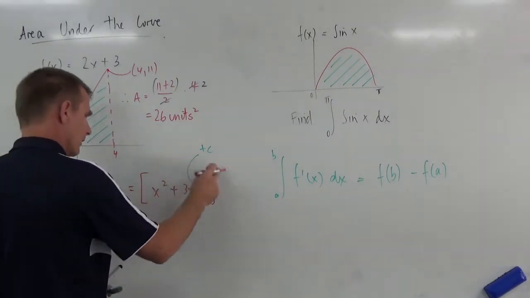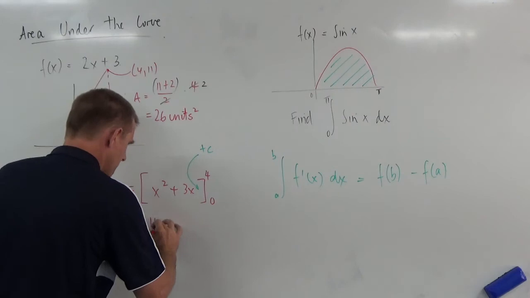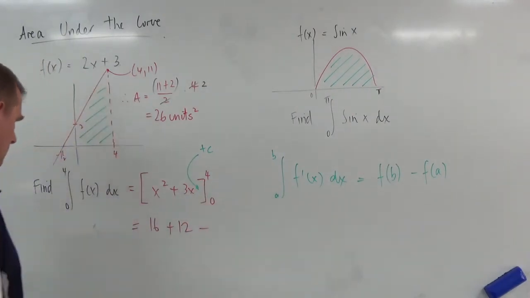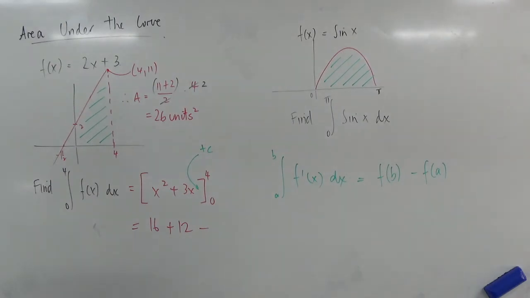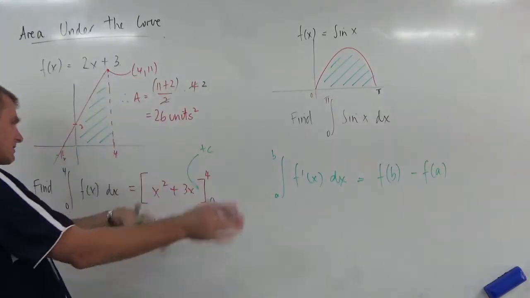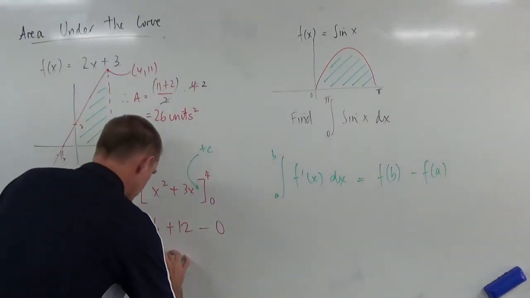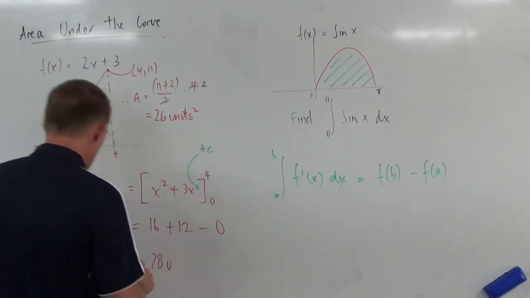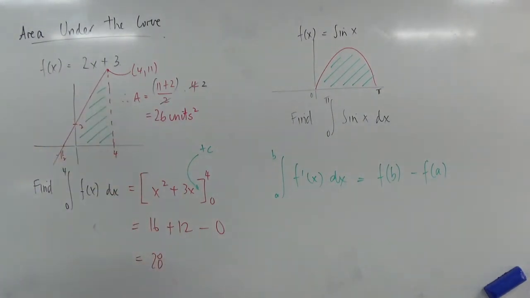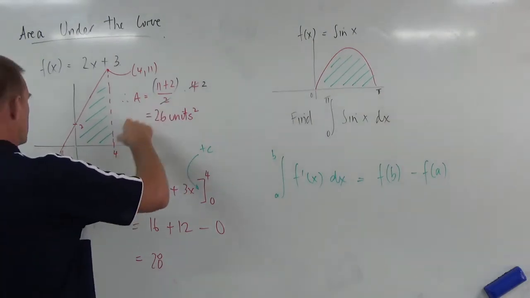So, put the 4 in. 4 squared is going to be 16 plus 12 minus, well, am I right? Oh, gee, what have I done wrong here? 16, 12, oh, I've made more mistakes. What have I done? Let's double check. I'm worried because this is going to be minus 0 for the second part, which gets me 28. In this case, no units because it's integral.